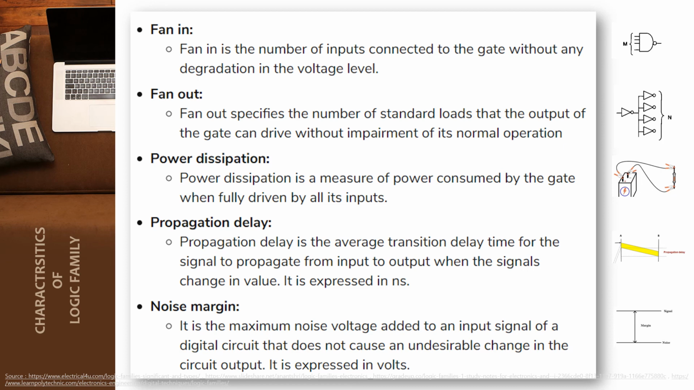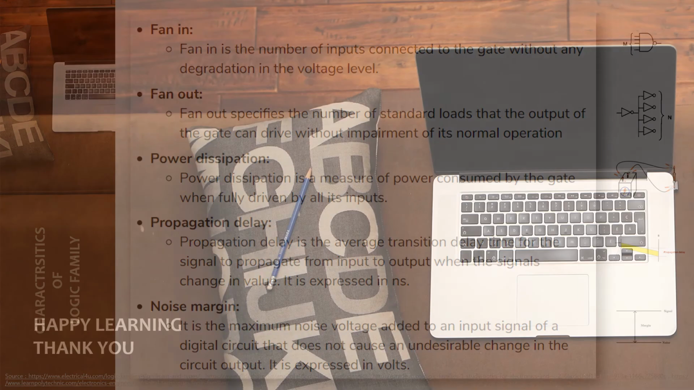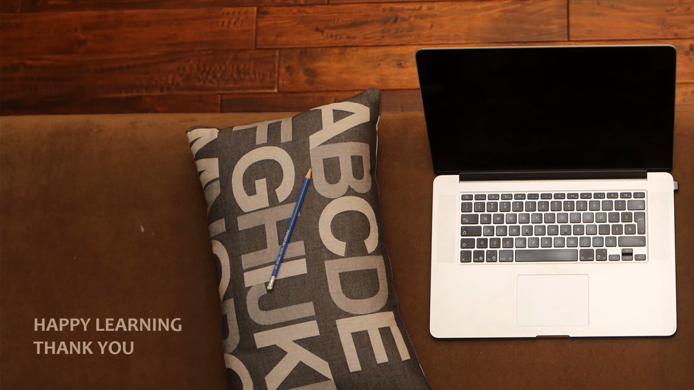So it's all about the characteristics of the logic families, and based on these characteristics we can bifurcate the different logic families. Okay guys, so it was all about the logic families. We have seen the different types of logic families, their different characteristics, and also we have learned what the meaning of the characteristics is, how it works. So it was all about the logic families.